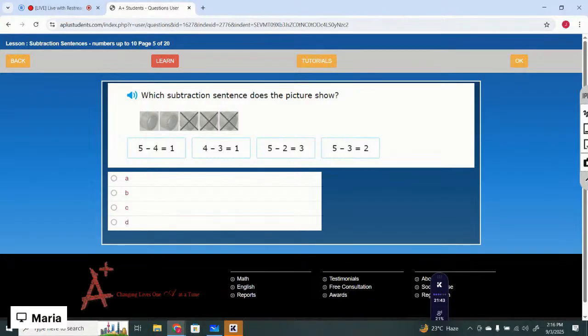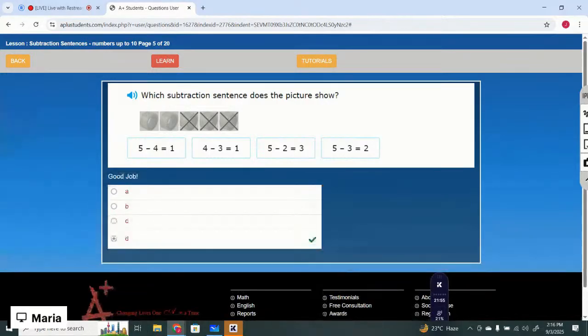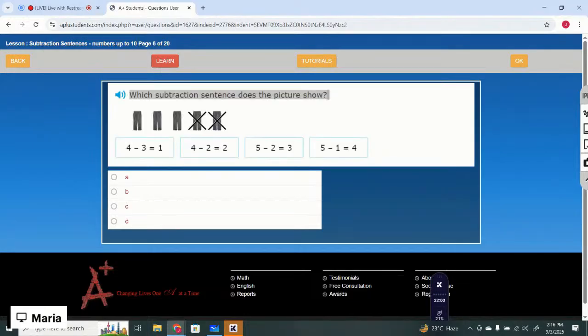Yes, that is 5 take away 3 is 2, option number... And got it. Okay, so which subtraction sentence does the picture show? So which is the correct option?